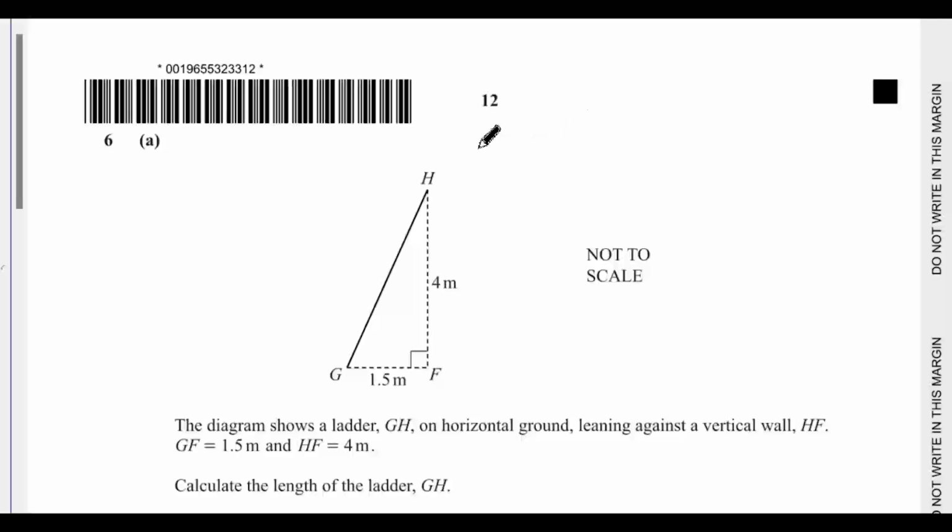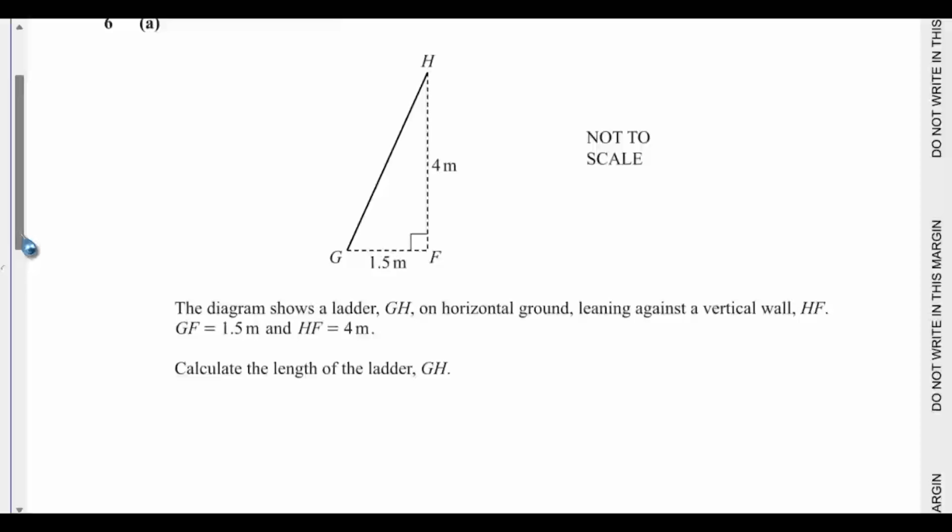Okay, so question 6A. The diagram shows a ladder GH on horizontal ground leaning against a vertical wall HF. GF equals 1.5 meters and HF equals 4 meters. Calculate the length of the ladder GH.